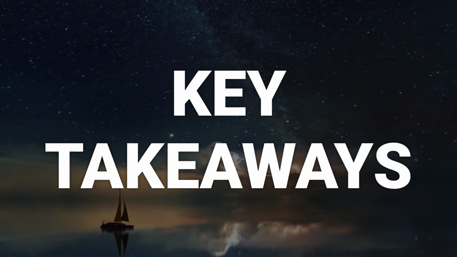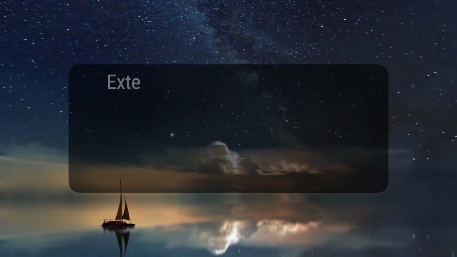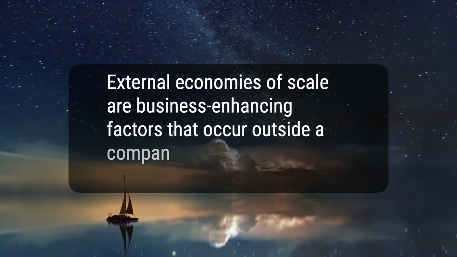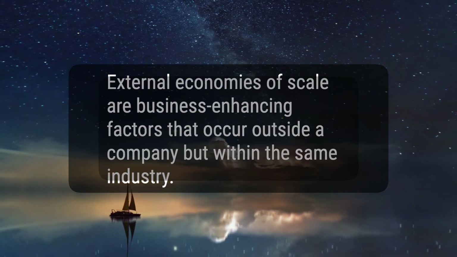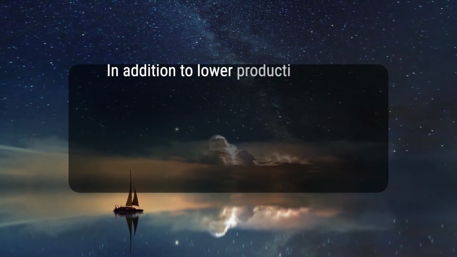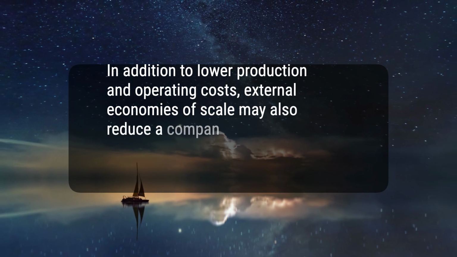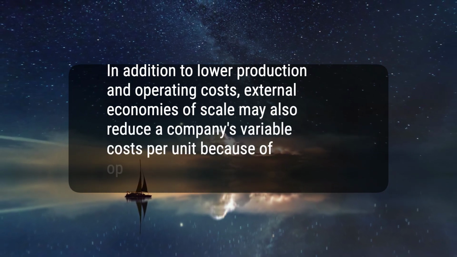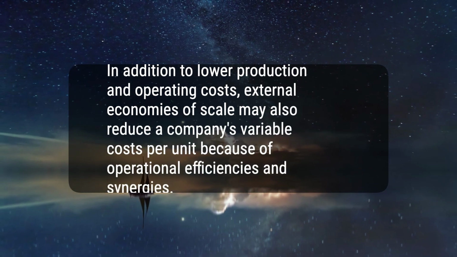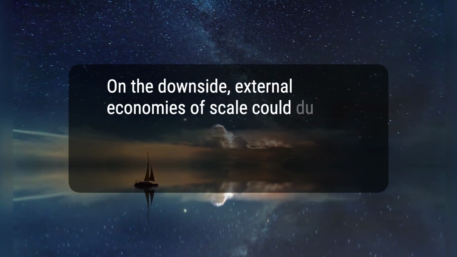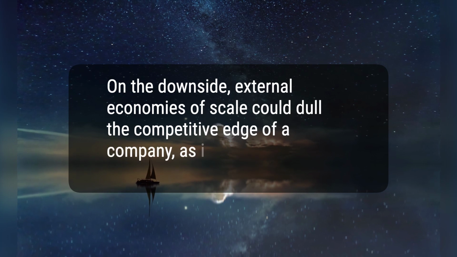Here are 3 key takeaways. 1. External economies of scale are business-enhancing factors that occur outside a company but within the same industry. 2. In addition to lower production and operating costs, external economies of scale may also reduce a company's variable costs per unit because of operational efficiencies and synergies. 3. On the downside, external economies of scale could dull the competitive edge of a company, as it cannot exclude competitors from benefiting also.